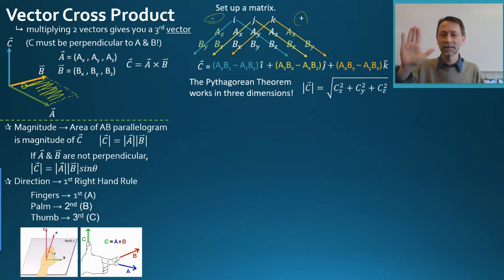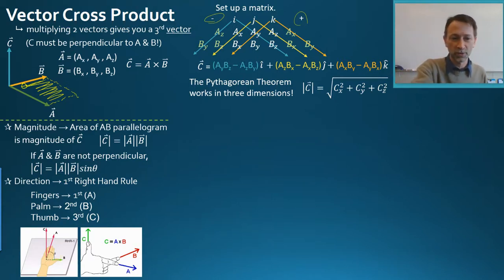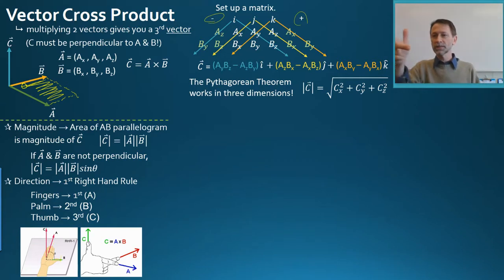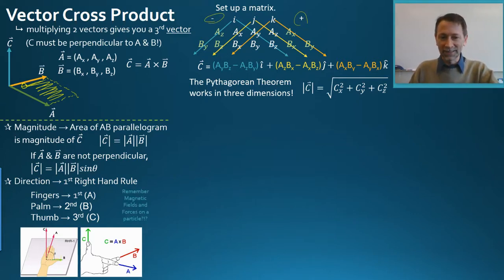So we're going to take our hand, and what we did then was we said our fingers go in the direction of one vector, our thumb goes in the direction of another vector, and our palm goes in the direction of the third vector. That's the picture on the left. You'll often also see this where you have your thumb one way, your pointer finger one way, and your middle finger another way. That also gives you the XYZ axes. That's a really common way of doing the right-hand rule also. So again, we did that with magnetic fields and forces on a particle.